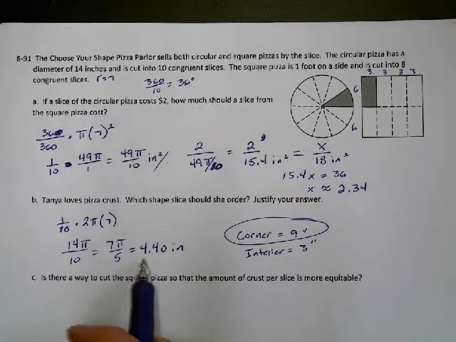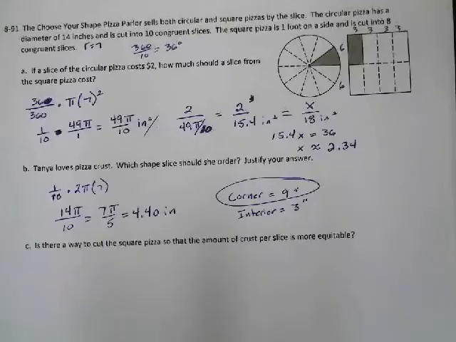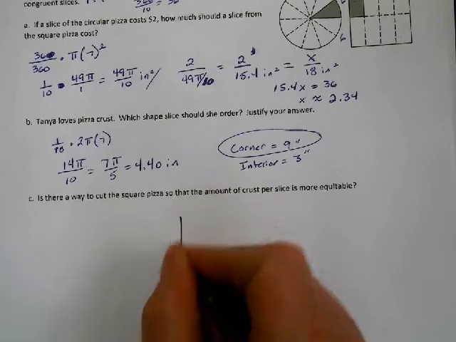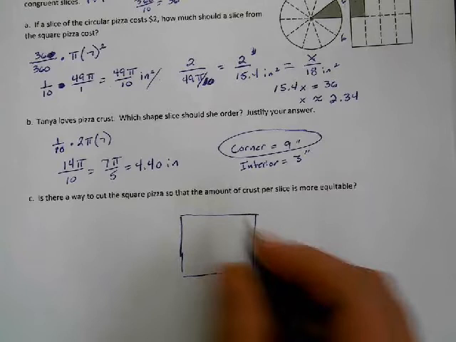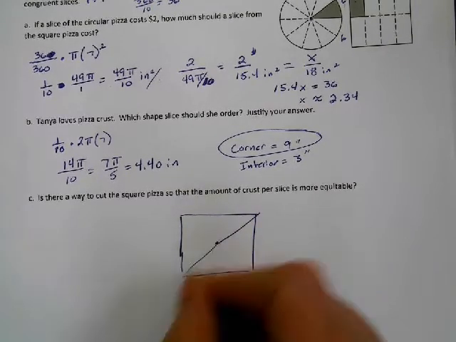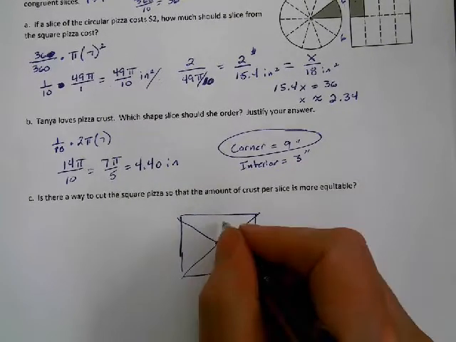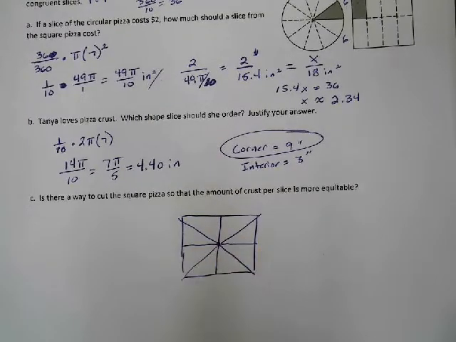Is there any way to cut the pizza so that the amount of crust per slice is more equitable? So the square pizza looks like this. It's supposed to be a square. Yeah, we could cut it more equitably. We could cut it like this, and here. And if we cut it like that, we should get the same amount of crust, and there you'd get 8 slices that would all have about the same amount of crust.